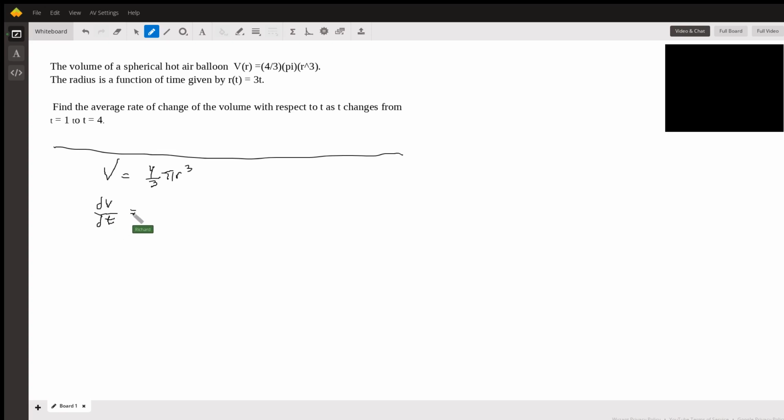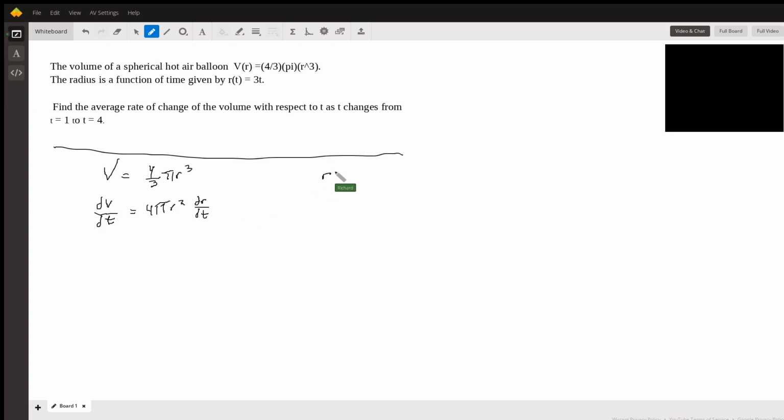So we have to differentiate all of this with respect to t. So we're going to use chain rule here. We start by differentiating V with respect to R. You see the 3 is going to come out in front, so that's going to give me 4 pi r squared. But then we have to take dr dt because R is a function of time.